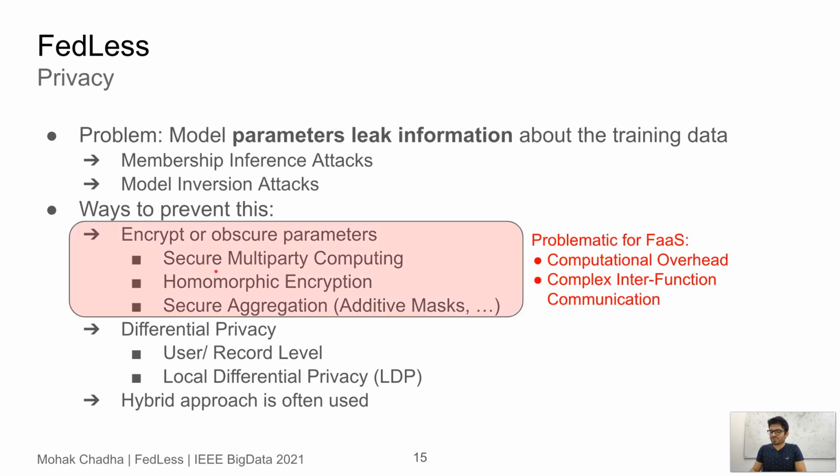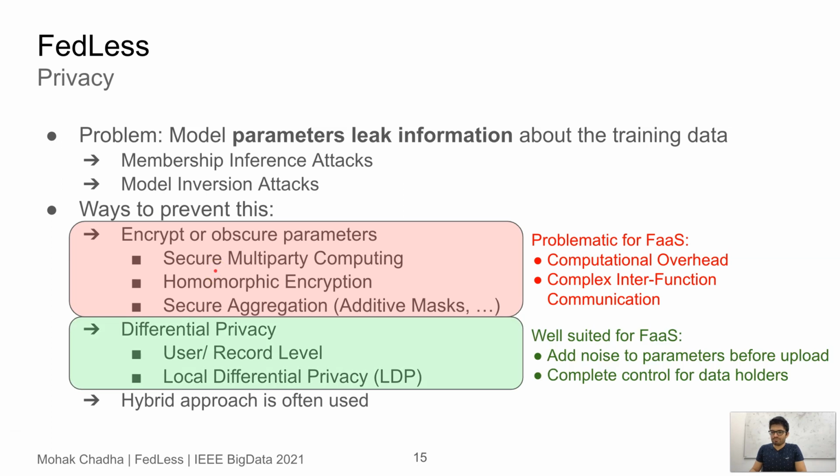So encryption is problematic for FaaS because of huge computational overhead and complex inter-function communication. So DP is better suited for FaaS, and clients can add noise to the parameters before they upload to the parameter server. And also, since the data holders have complete control of their functions, FedLess essentially implements local differential privacy, which is a type of record level privacy in which the client functions add Gaussian noise to their parameters before uploading them to the parameter server.